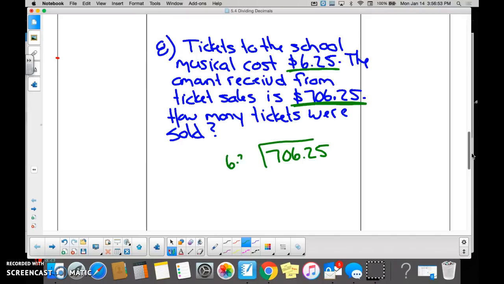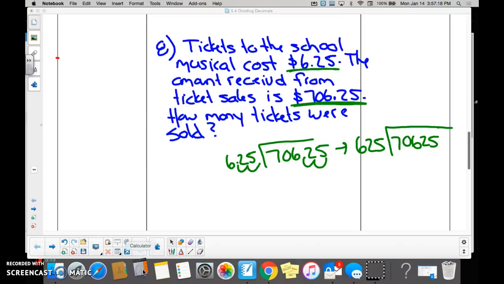$6.25 is my divisor. Right away you recognize there is a decimal on the outside of the division box. So we're going to rewrite this as 625 on the outside because we're moving the decimal point over 2 places or multiplying by 100. Therefore that decimal point gets moved over 2 places, which gives us 70625 and no decimal point. Math then, I'm going to pull up my calculator for this one because it's a fairly big number.